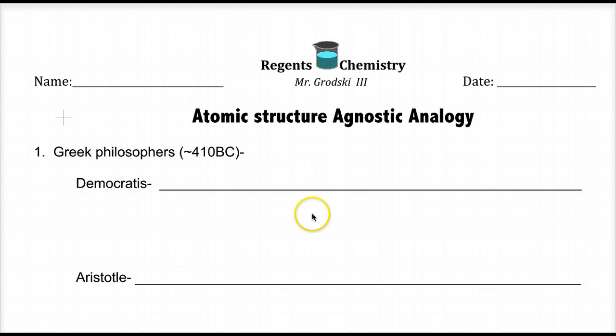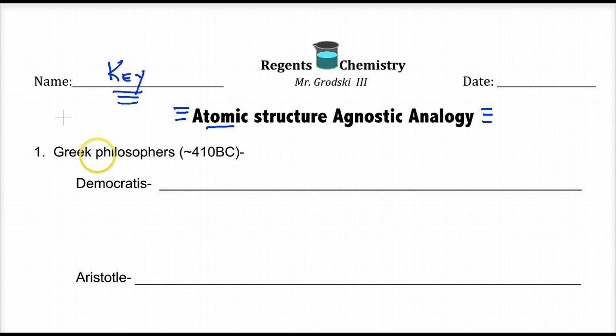Atomic structure, an agnostic analogy. That's a mouthful for a tall person. In any case, this is the first part of our atomic structure unit. We're going to look over the early models of the atom to get a firm understanding of all the components of an atom and all the theories that result from them.